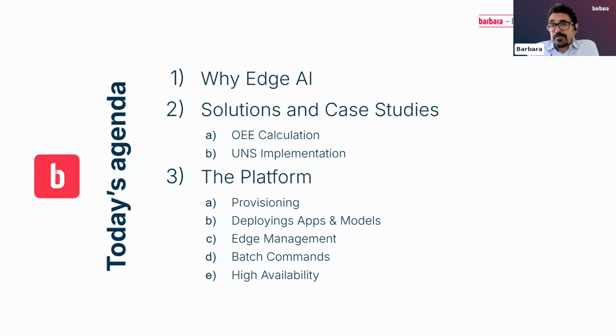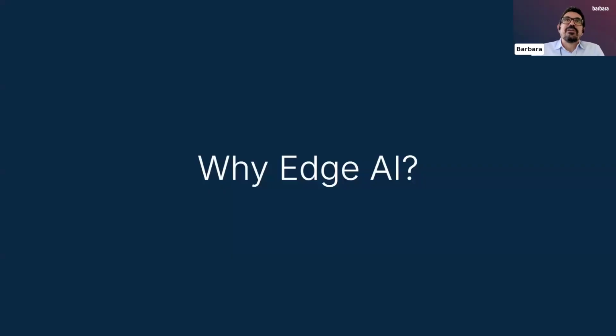We will finish with the main functionalities we have. The first one is batch command, the way to manage big groups of devices all at once and in parallel. Then we will see an example of using high availability, which is one of our latest features, which is also quite in demand. So that is what we are going to do today. Again, thank you for being here. Let's go see directly the reason to use Edge AI.